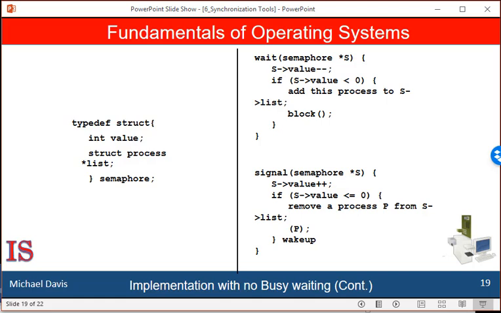A process that is suspended, waiting on a semaphore, should be restarted when some other process executes a signal operation to increment that semaphore. The process is restarted by a wake-up operation which changes the process from the wait state to the ready state. The process is then placed in the ready queue. Now we've already learned that the CPU may or may not immediately be switched from a running process to the newly ready process. When that happens depends on the CPU scheduling algorithm.